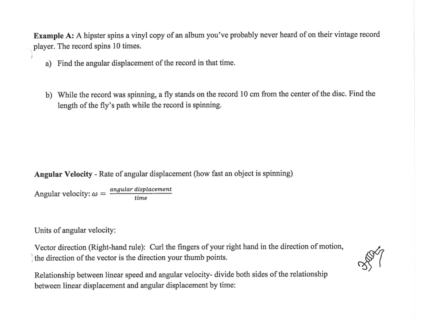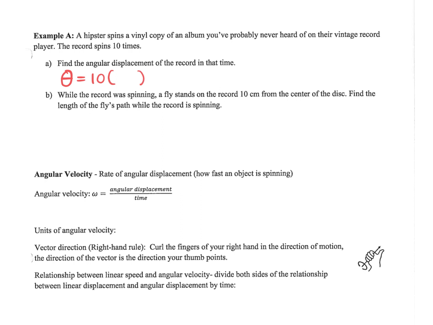Let's solve a problem. This is, after all, physics class. A hipster spins a vinyl copy of an album you've probably never heard of, Pink Floyd's Dark Side of the Moon. On their vintage record player, the record spins 10 times. Find the angular displacement of the record in that time. So we are looking for angular displacement, so we're talking about theta, aren't we? So what we're looking for is 10 times 1 displacement, right?